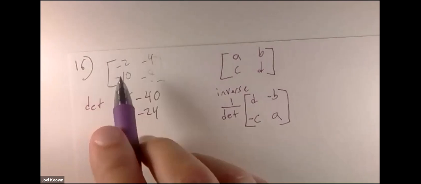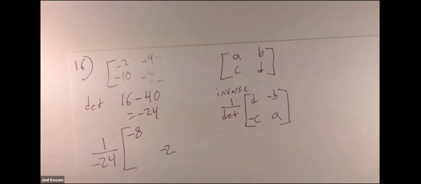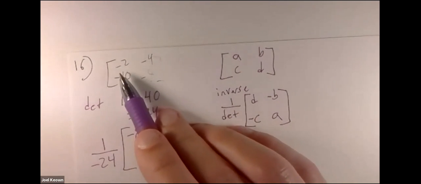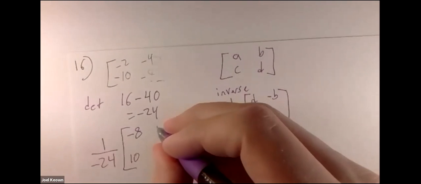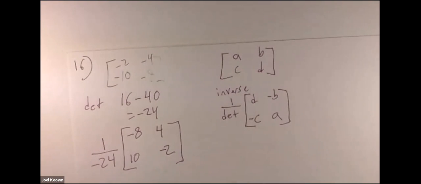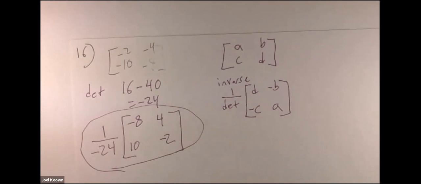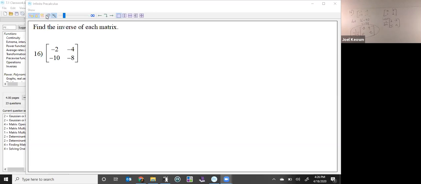Switch my first diagonal, so negative 8 comes up here, negative 2 goes there. And then I change the sign of my next answer. This one's negative, so it becomes positive. This one's also negative, so it also becomes positive. And that is my inverse. There's the answer. Here's what we just came up with.